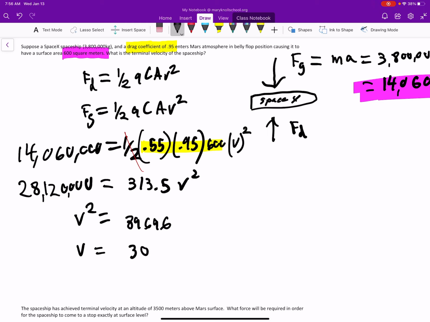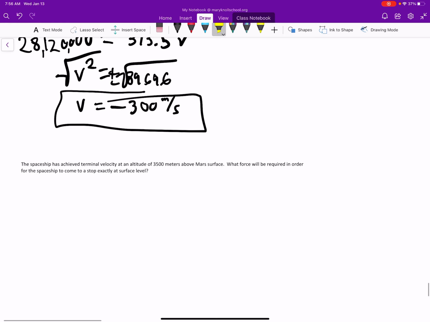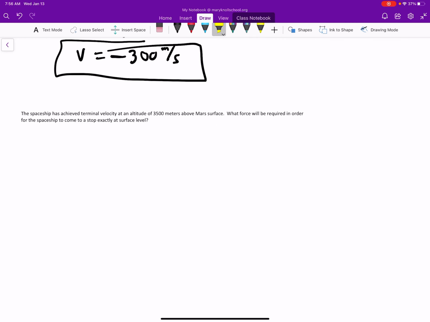Now I made a mistake. What mistake did I make? Well, when you take the square root, remember it's plus or minus. We have to choose plus or minus. So we choose negative because it's going downwards. Okay, so the terminal velocity is negative 300. We got it. So in the next problem here, we're going to use this number to answer this question.